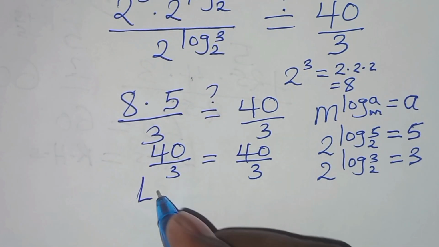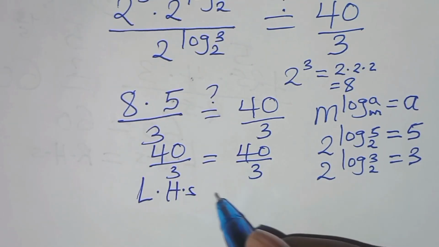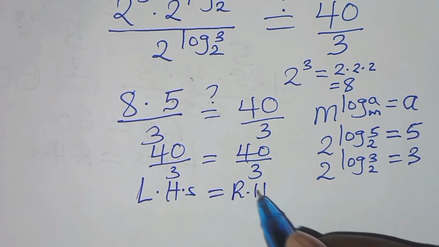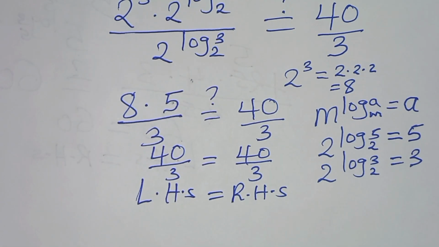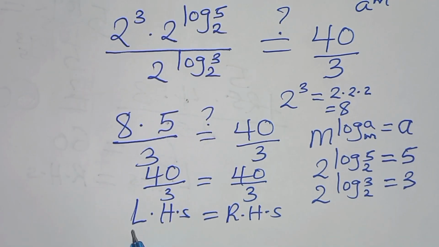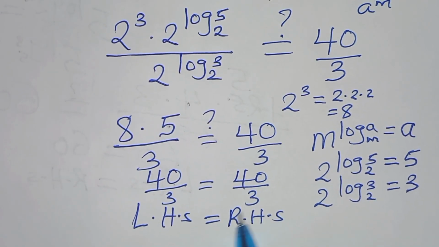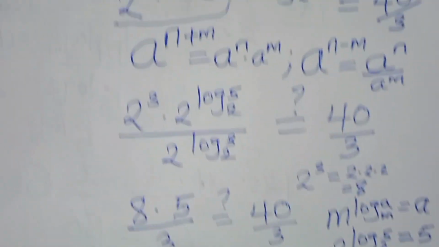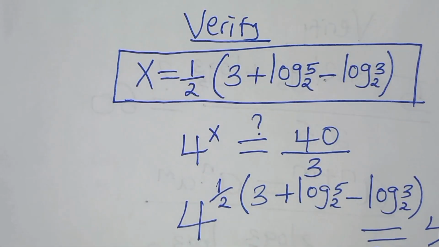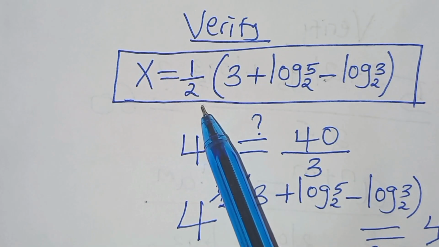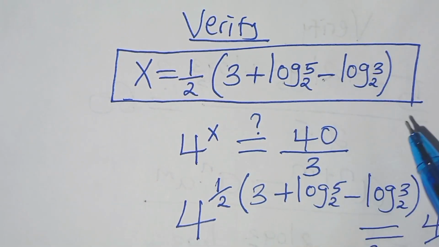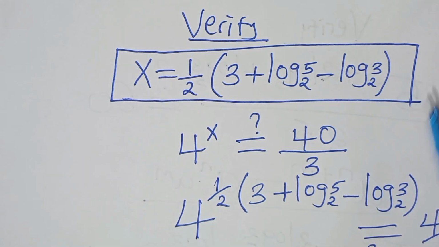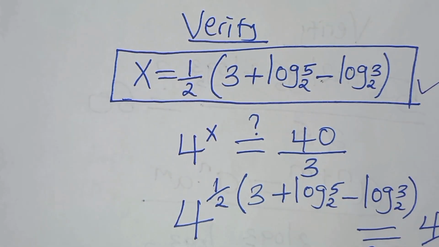This implies that the left hand side is equal to the right hand side. And that means that the value of x, which is 1 over 2 into the parentheses 3 plus log 5 to base 2 subtract log 3 to base 2, actually satisfies the equation.